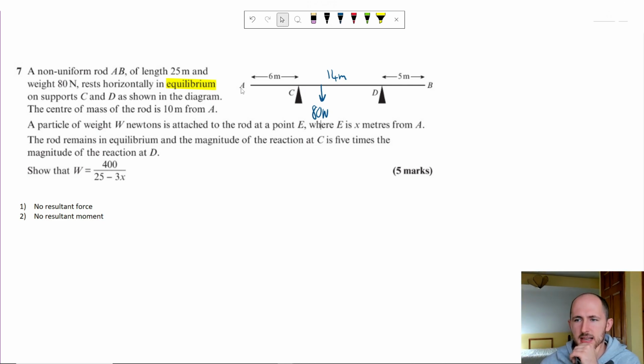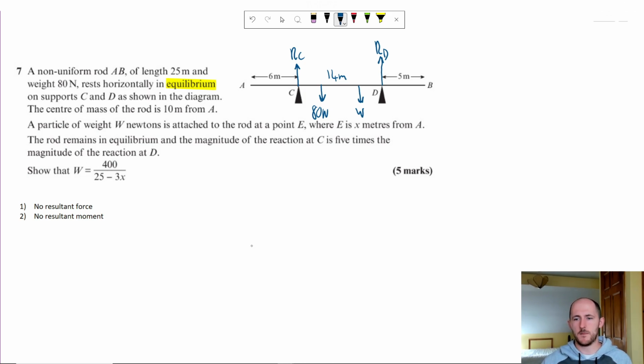Anything else? It also says that there's these 2 supports. So remember your contact forces from year 12. When you have something resting on something else, they both have to have contact forces or reaction forces or whatever you want to call them. Particle of weight W newtons is attached to the rod at point E, where E is x meters from A. I have no idea where that is, so I'm just going to call it W over here. The rod remains in equilibrium, and the magnitude of the reaction at C is 5 times the magnitude of the reaction at D. Show that this is true.